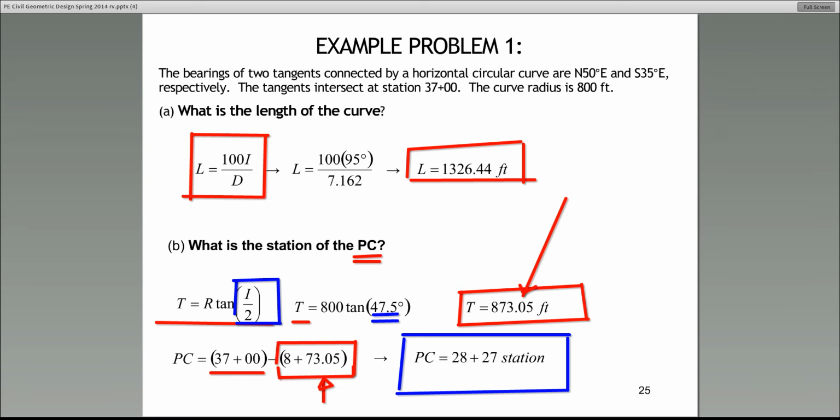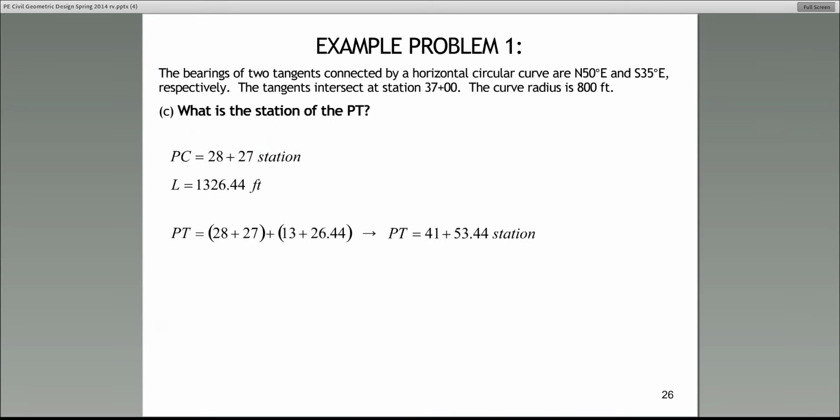All right, guys, the next question is going to ask you what is the station of the PT? What is the station of the PT? There is a very, very high probability that this question will be on the test. All right? There's a good probability any one of these questions will be on the test. But this is very popular because there is a very common mistake that people make in calculating the station of the PT, and I will share with you what that common mistake is in just a minute.